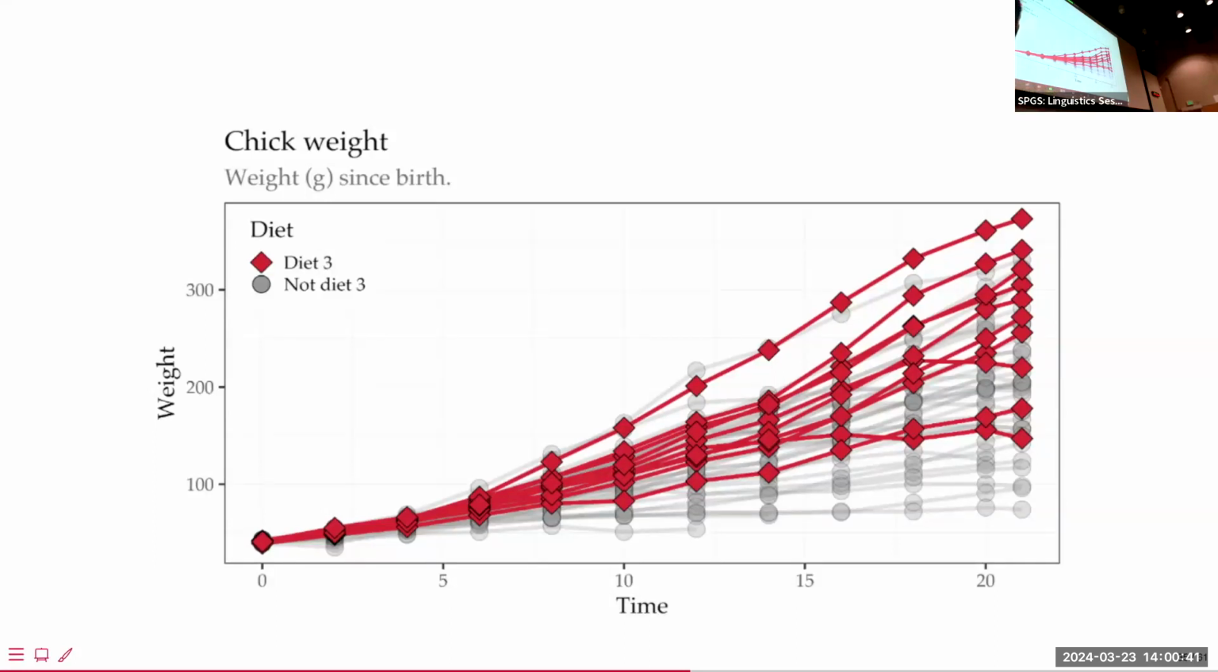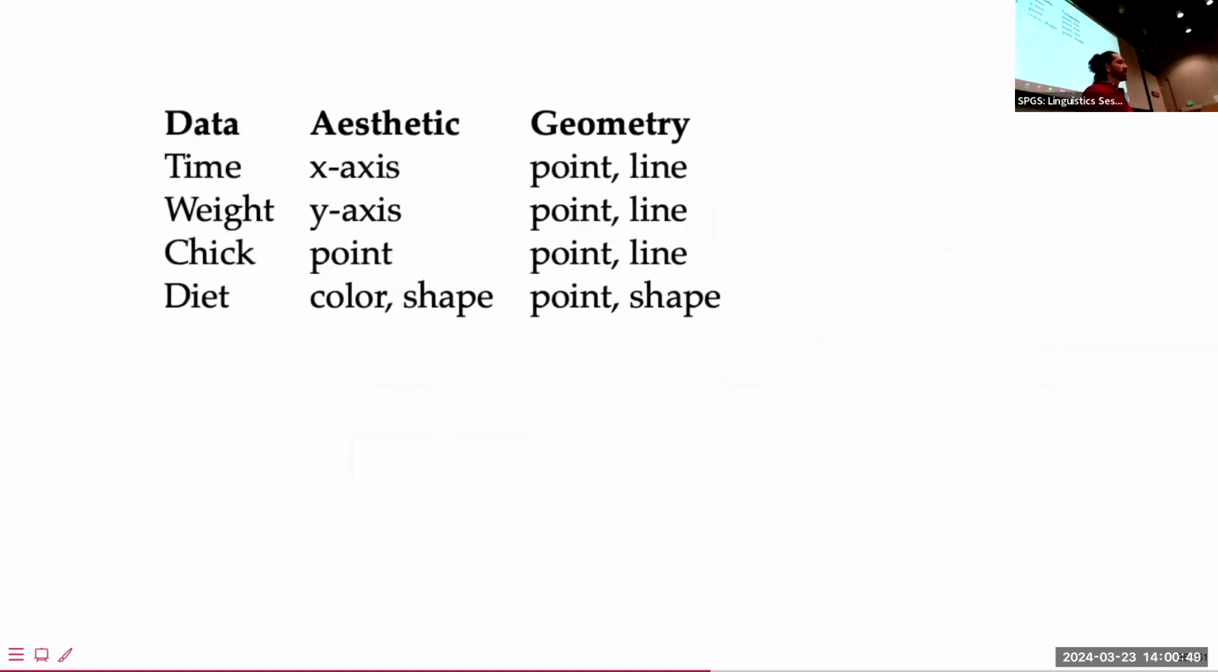And then I could say, we've mapped diet number 3, in red, to the diamond shape, and so on. So just walk people through it. Now, if we think about this in terms of the grammar of graphics, I mentioned we had time. That's an aesthetic on the x-axis. In terms of geometry, we look at points and lines. We have weight, that's the y-axis. In terms of geometric objects, that's points and lines.